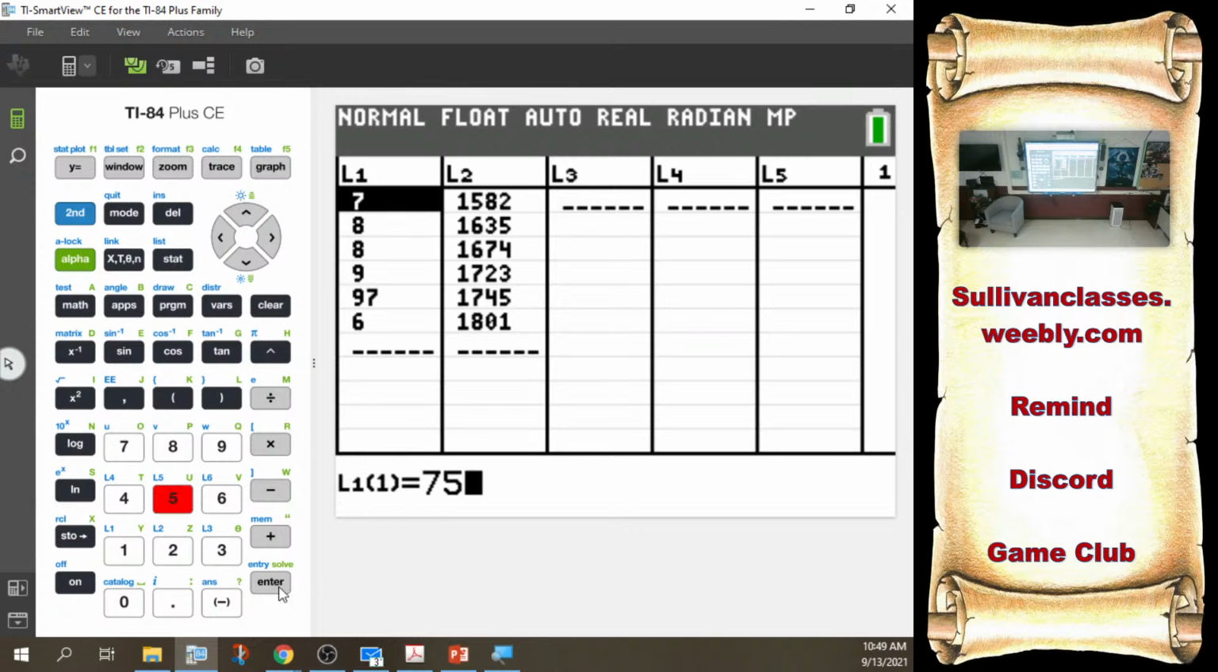75. 82. 86. Frank's not that fast, dude. 92. 97. Okay. 104, right? Yeah. 120. But I don't actually want the 120 in there because I don't have a value to go with it, right? My God. I hate this thing.